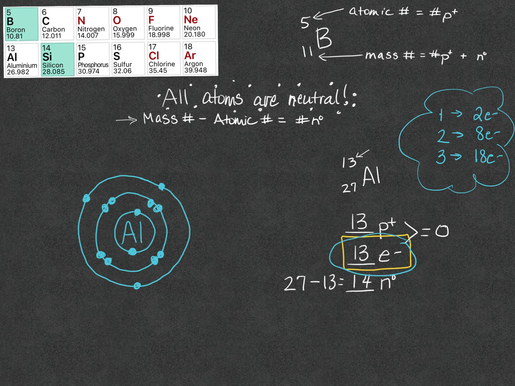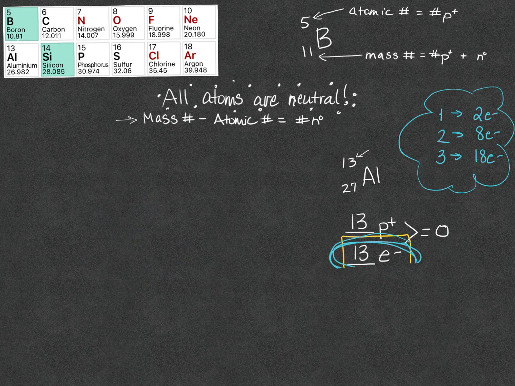Now at this point I like to go back and double check to make sure that I have the correct number of electrons drawn. So 1, 2, 3, 4, 5, 6, 7, 8, 9, 10, 11, 12, 13. 13 electrons total in aluminum. Okay, I'm going to erase all of this and give you one to try.